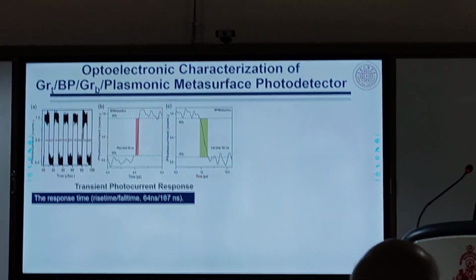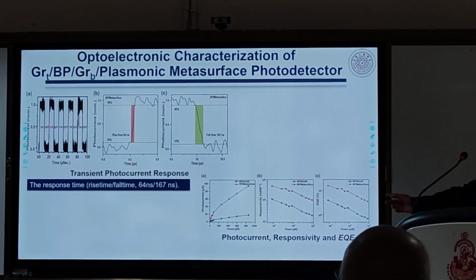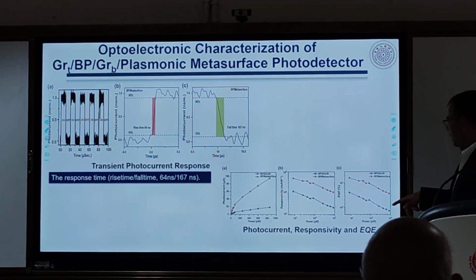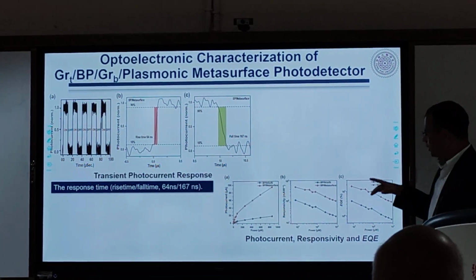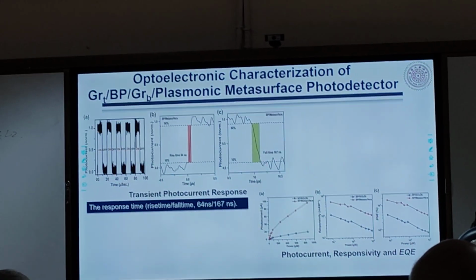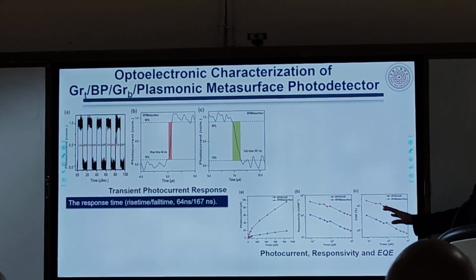Next, here we have done the transient response of this detector, rise time and fall time. And the response time of this photodetector we have is in the order of nanoseconds. And here we compare this device without the plasmonic nanostructure hybridization. And here we are able to see that all the figures of merit, photocurrent, responsivity, and EQE, are enhanced by 4-fold.